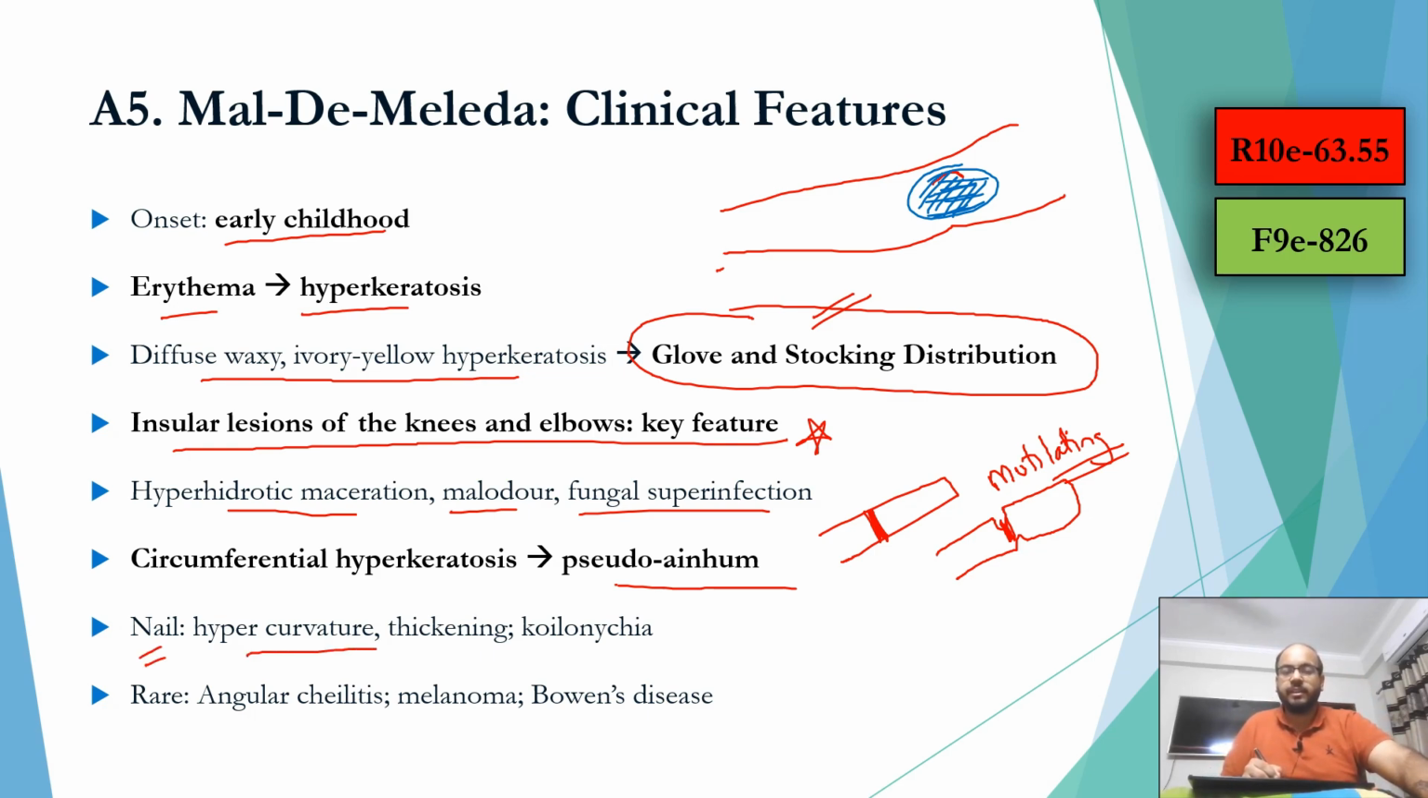Nails show hypercurvature, thickening, koilonychia. Koilonychia means boat-shaped nails, so the nails are curved like this over the finger. Rare features are angular cheilitis; melanomas and Bowen's disease have been described.